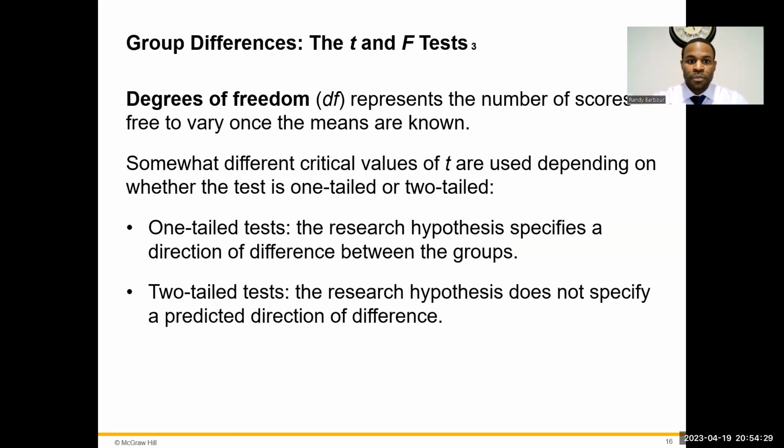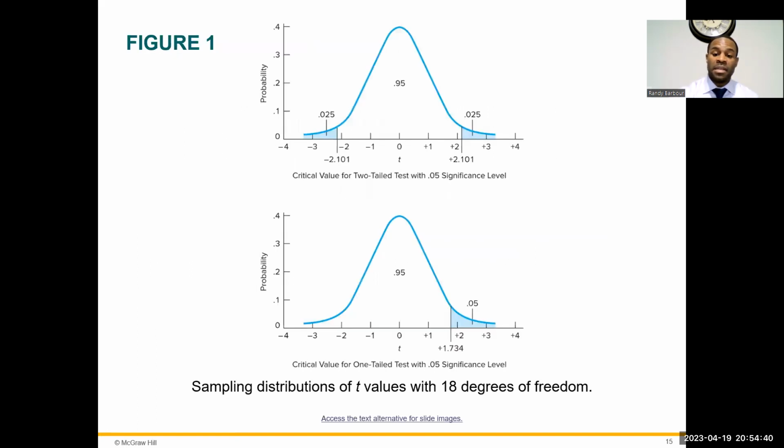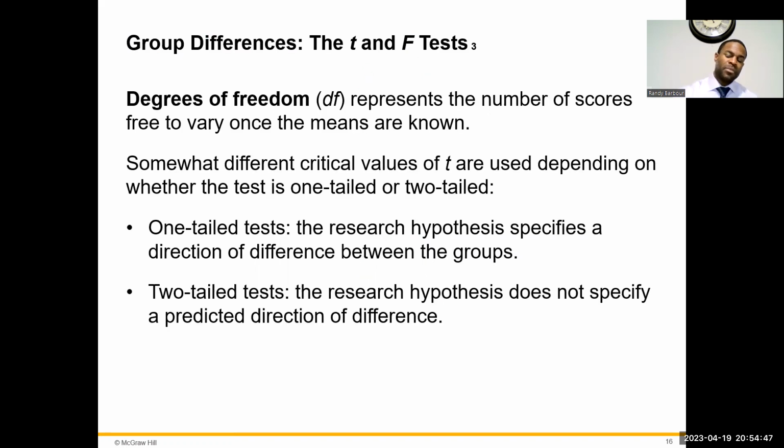Okay, so let's talk about degrees of freedom. The degrees of freedom are the number of scores free to vary once the mean is known. So if I know the mean is 5.20, and I have 10 scores, how many of those 10 scores are free to vary?